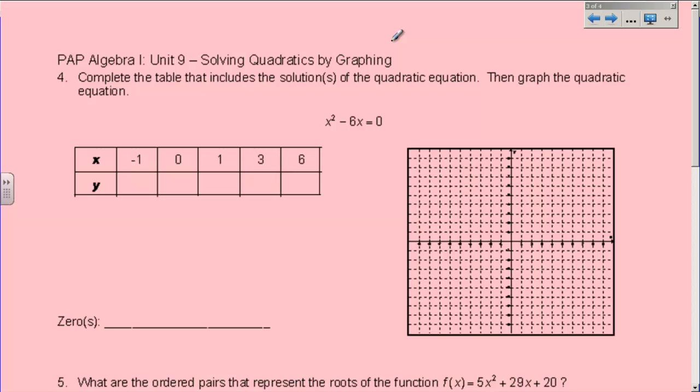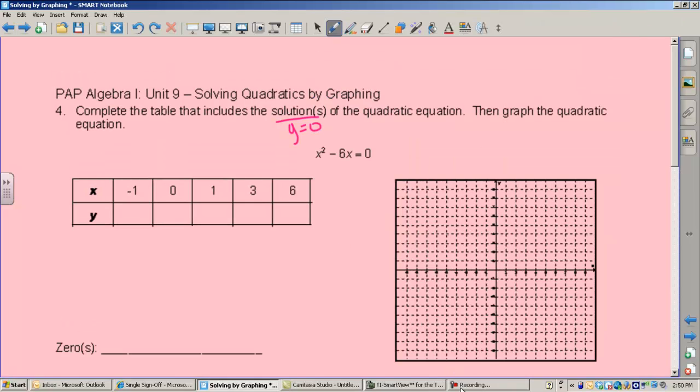So number 4, we're going to complete the table that includes the solutions to this quadratic equation, and then we're going to graph it. Remember, it wants to include the solutions. So it wants to include where y equals 0. So I need zeros to show up here. And they're going to, just based on these numbers, but we're going to go back to our calculator.